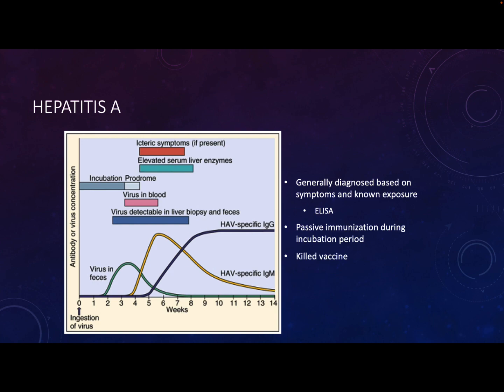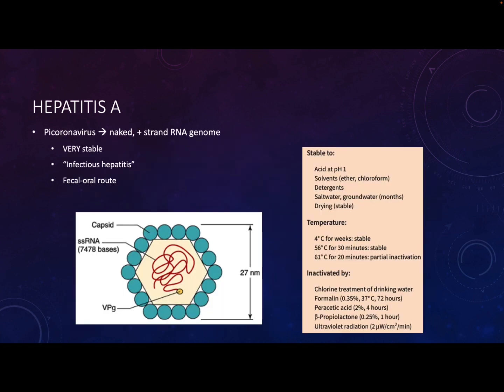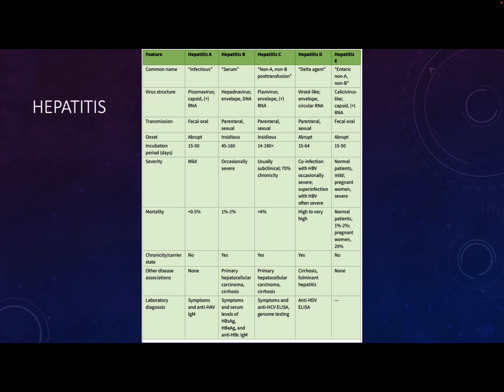So if we go back to our chart, this is the last thing, I'll just show you the chart again. Right. You have mild disease, abrupt onset, don't develop carrier symptoms. But then here with hepatitis E, you get the abrupt onset. Normal patients have mild disease, pregnant women very severe. The mortality rate with hepatitis A is less than 5%. It's because of liver damage. But in normal patients, 1% to 2%, pregnant women, 20%. So it's dangerous. Hepatitis E is just a little bit more dangerous. And it's a different family of viruses.